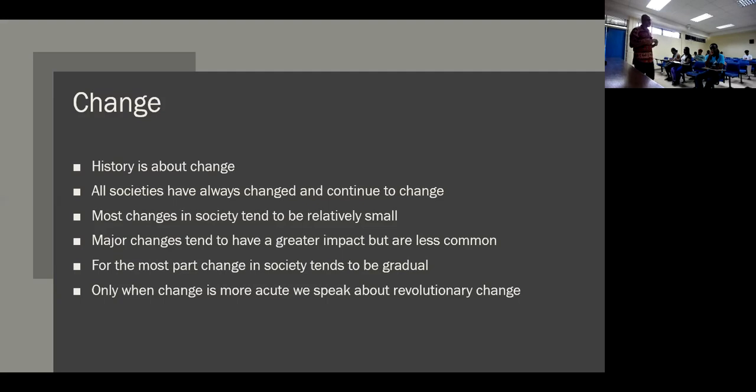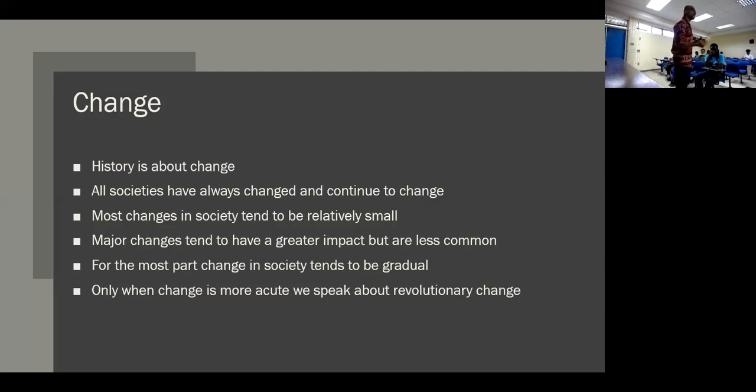And one important thing, as people of African descent thinking about change, why is change important? Because basically, as I told you, change is an acceptance that all societies change. No societies are static.